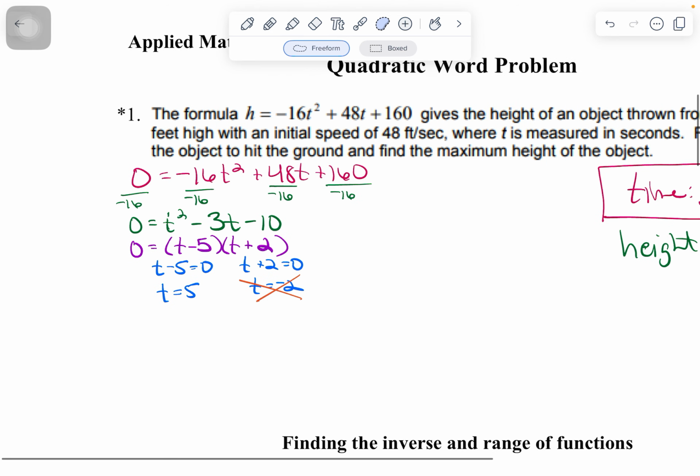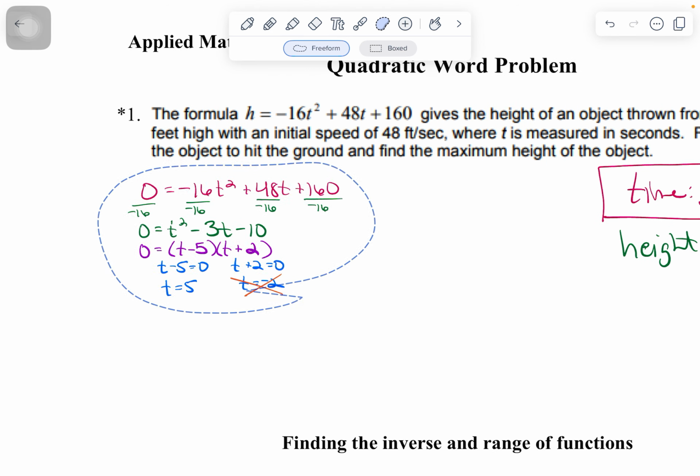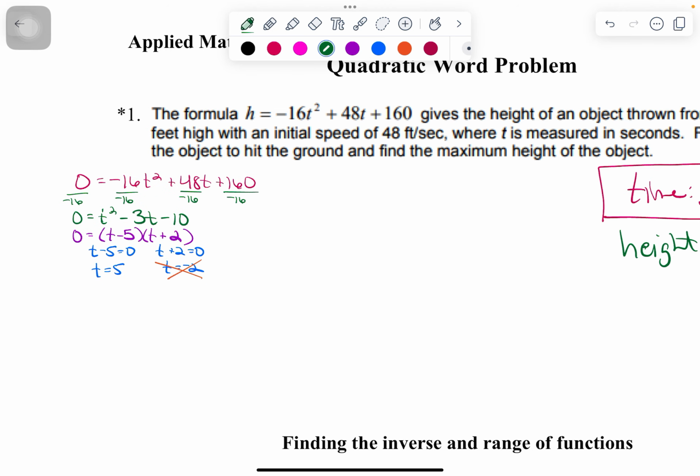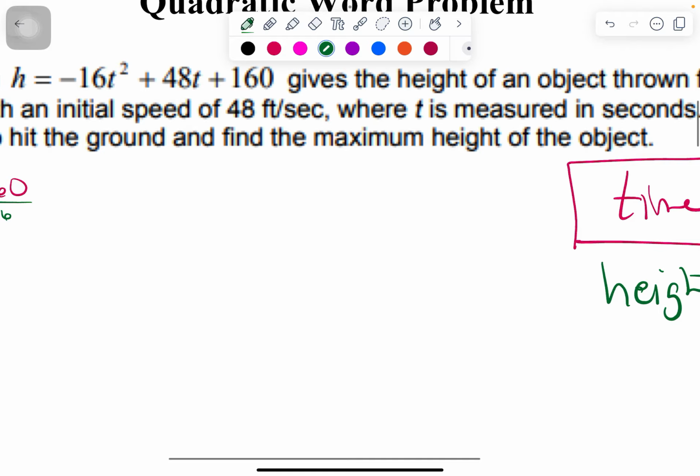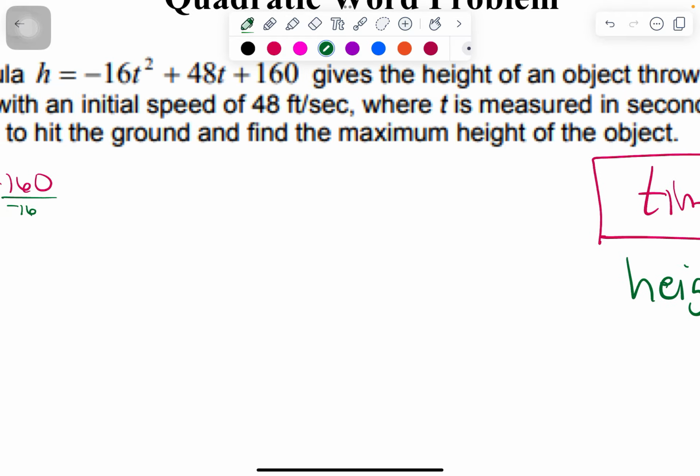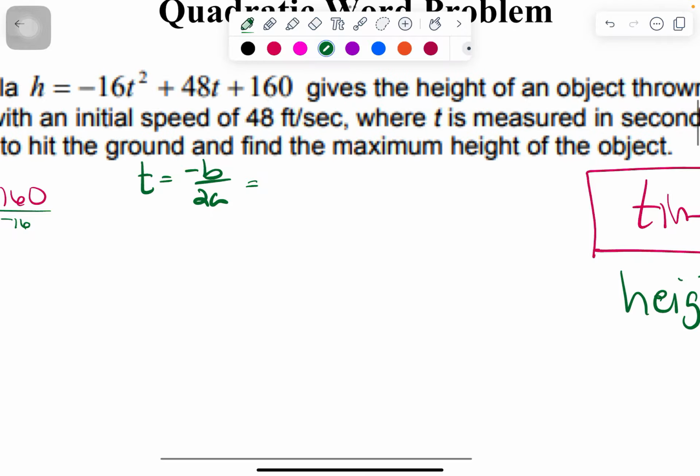Actually, the first part here is I'm going to go ahead and slide this whole thing over. There we go. And then when I want to find the maximum height of the object, what I need to find is the vertex. So the first thing I need to find is the x value, or in this case, the t value of the vertex. So that's going to be t is equal to the opposite of b over 2a. So in our equation, 48 is b, so the opposite would be negative 48 over 2 times negative 16. So negative 48 over negative 32.